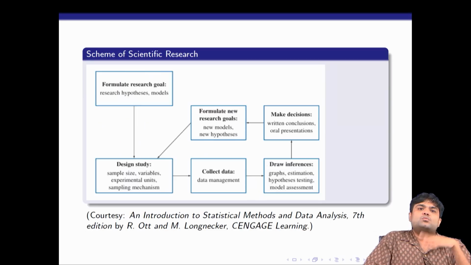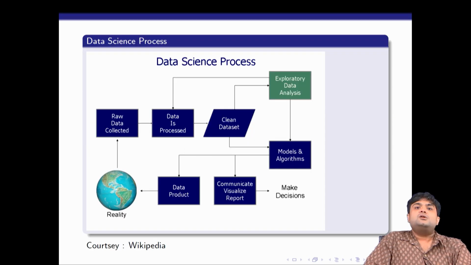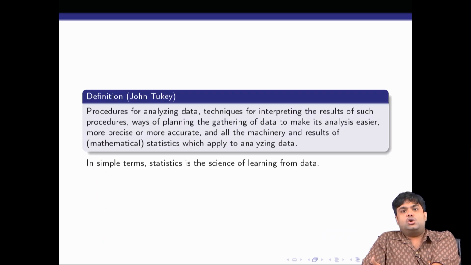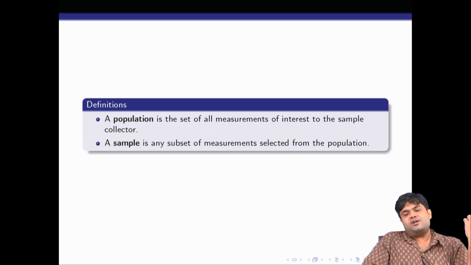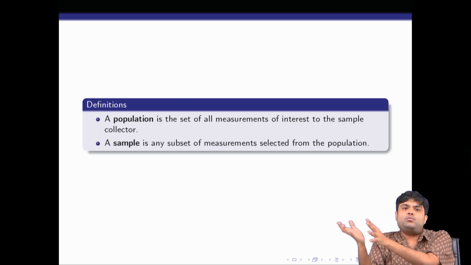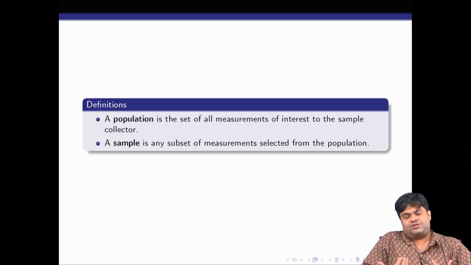We are discussing this overview of statistical methods. In the data science process, the key aspect is to analyze data to come up with inference. Based on data, you are trying to learn about the unknown. This unknown is called the population. Formally, we visualize the population as the set of all measurements of interest to the data collector. A sample is a subset of measurements which has actually been observed. Based on what has been observed, you want to predict about the population.